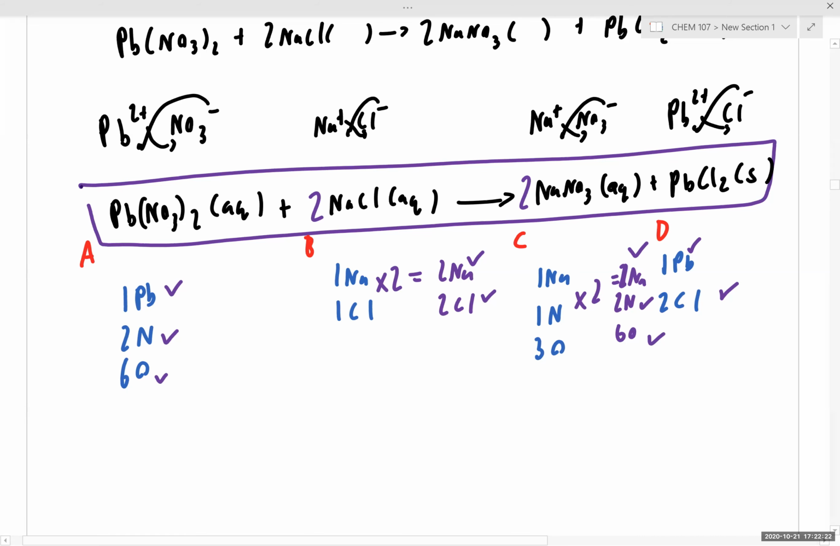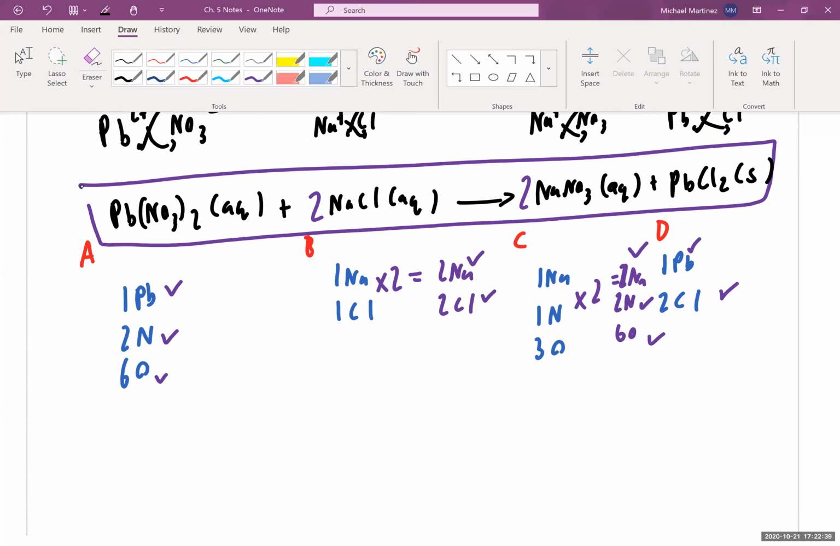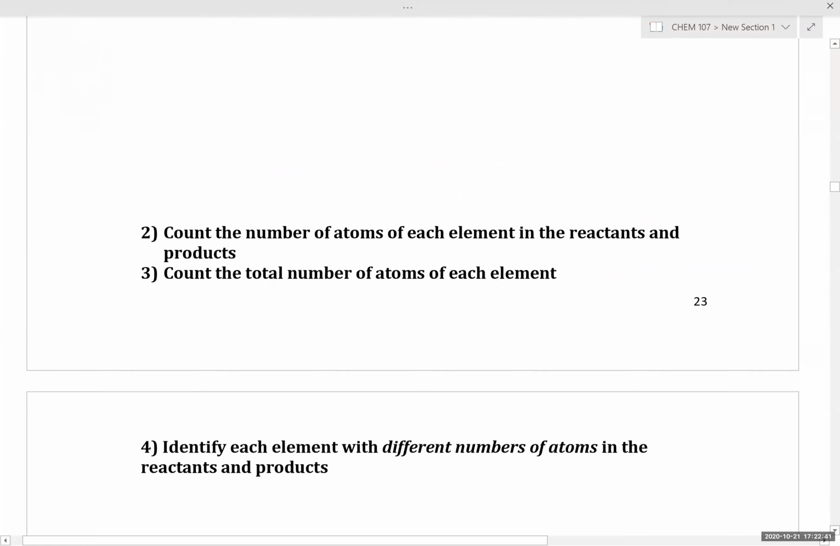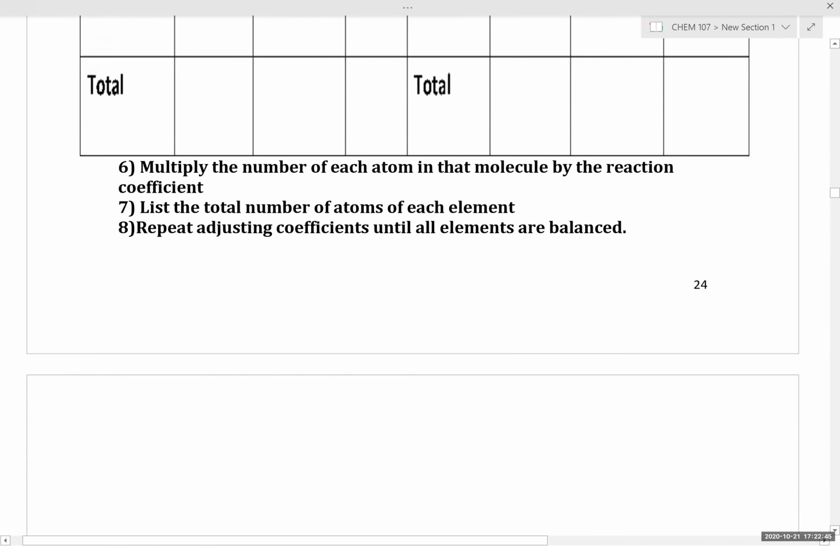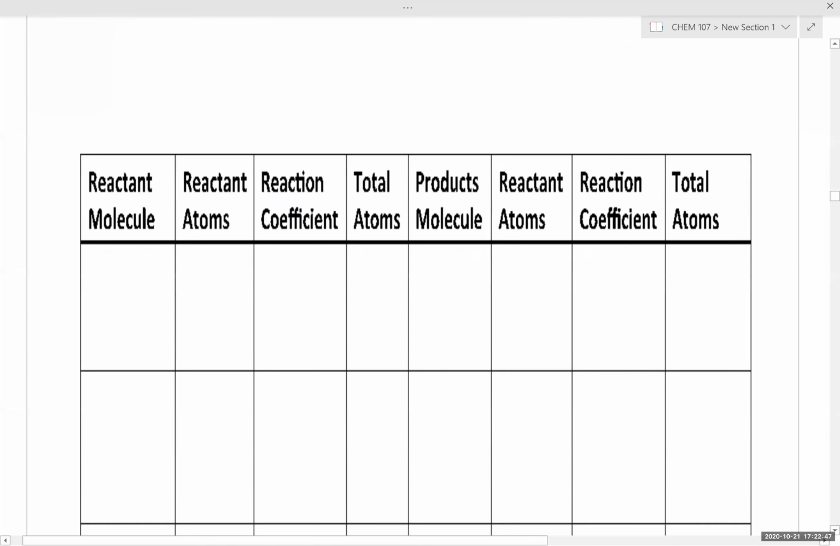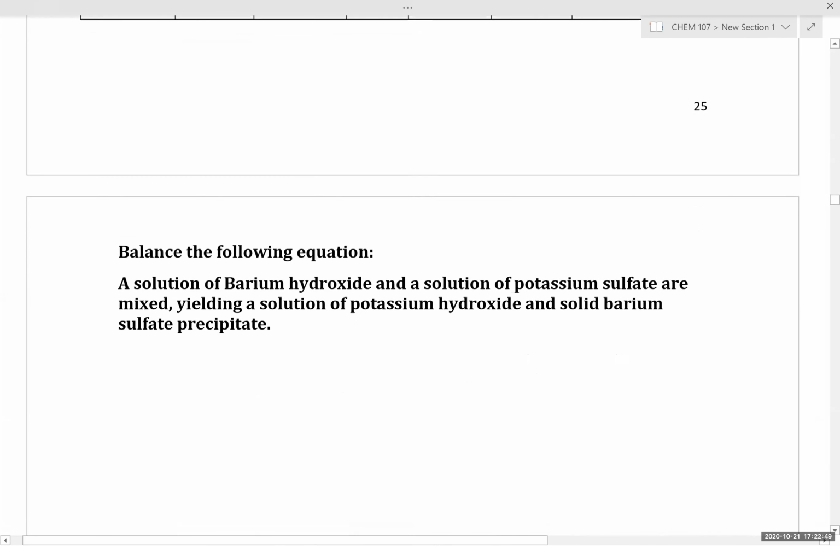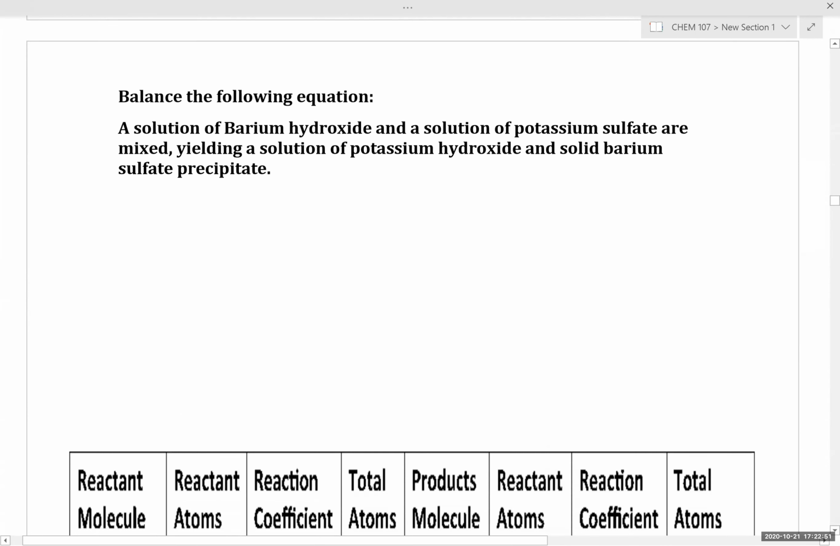Does that make sense? Any questions on this example? If not, let's keep going then. So I just provided more space if students needed it. So let's work on another example.